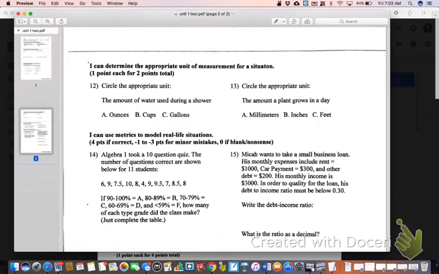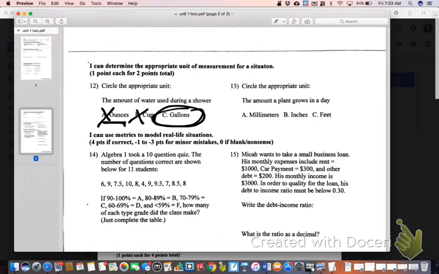Most of us got number 12 and 13 right. So when you're doing the amount of water used during a shower, you certainly don't want to measure it in ounces because, wow, that's kind of mind-blowing how many ounces you use during a shower, because ounces are really little. Cups are still a little too small. You want to measure the amount of water during a shower in gallons because it doesn't have to be that accurate. Gallons is close enough.